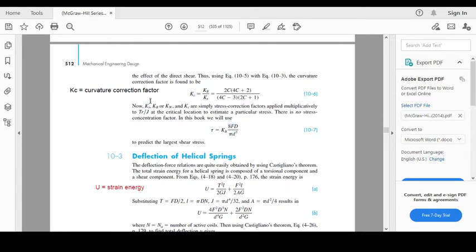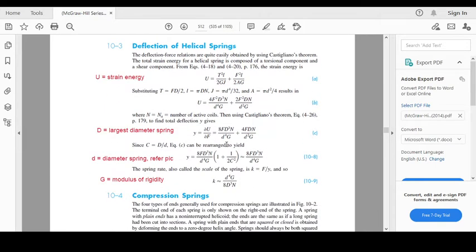Now KS, KB, KW, KC are simply stress correction factors applied multiplicatively to Tr over J, the critical location, to estimate a particular stress. There is no stress concentration factor in this book. We will use T over KB times 8FD over pi d to the power of 3 to predict the largest shear stress. This is the largest shear stress. We use this equation.